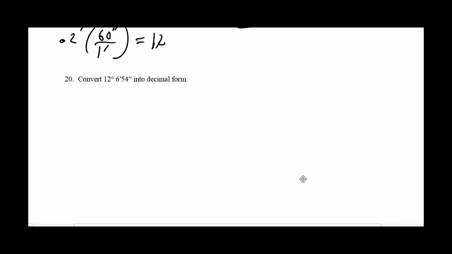Okay, number 20, we're going the other direction. Well, this was a little bit easier to figure out. So there's 12 degrees, because now I want the decimal form of that. So then I want to really think about 6 minutes in, let's see, so there's 360.